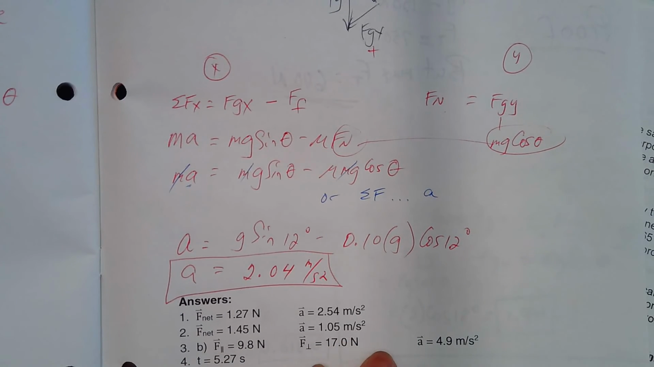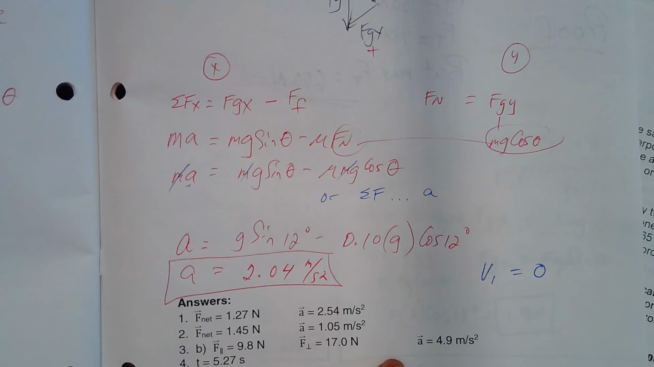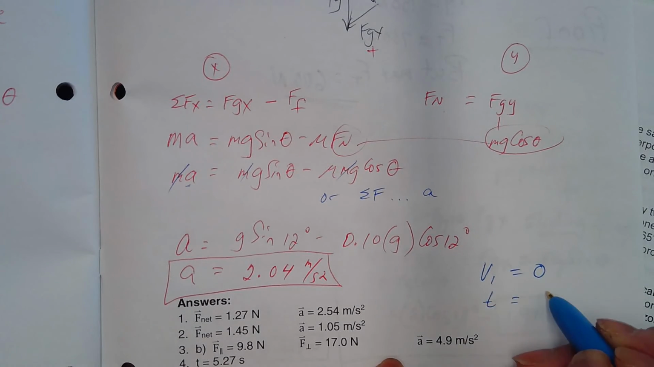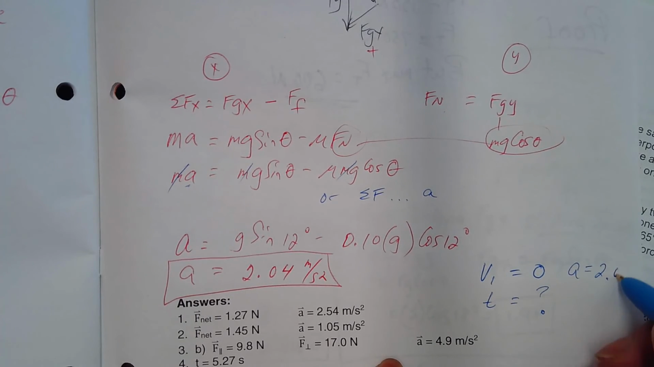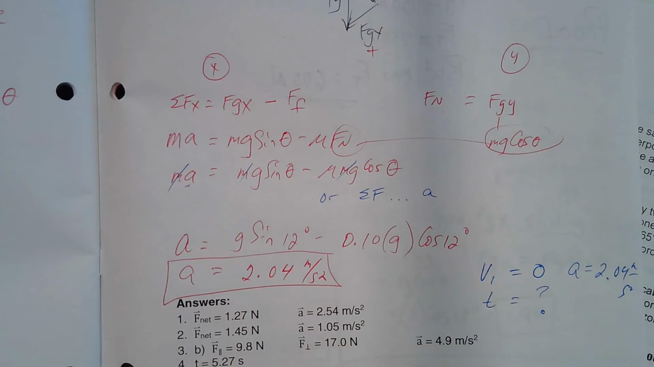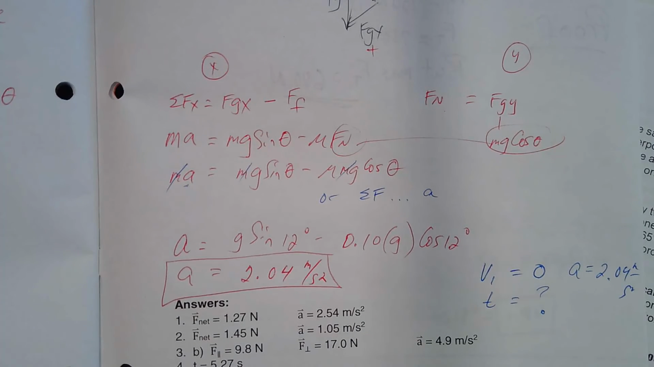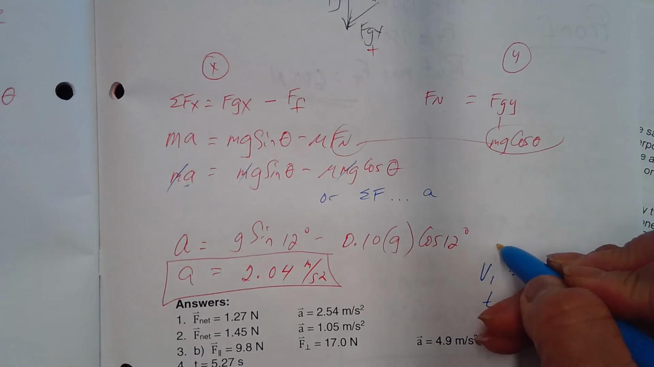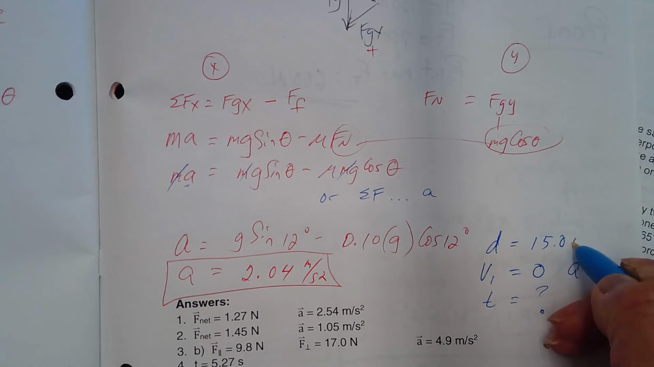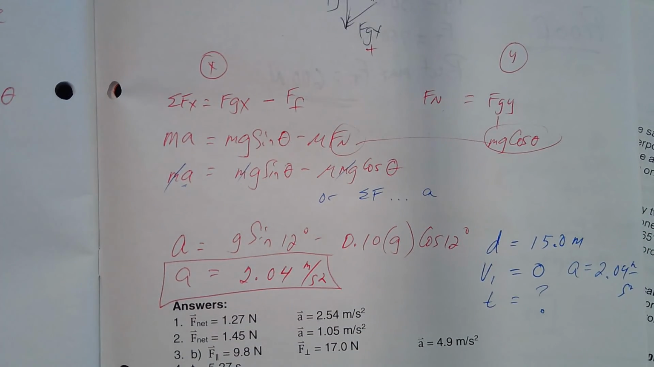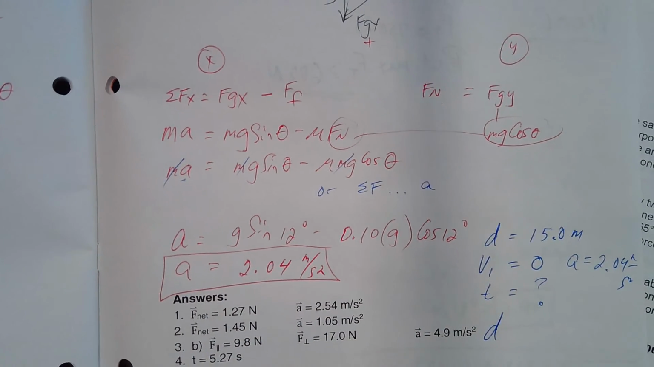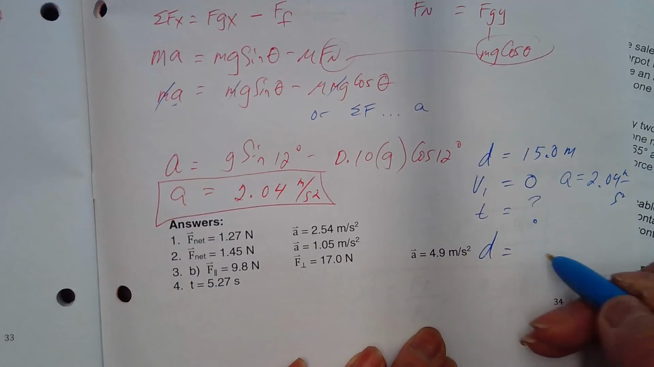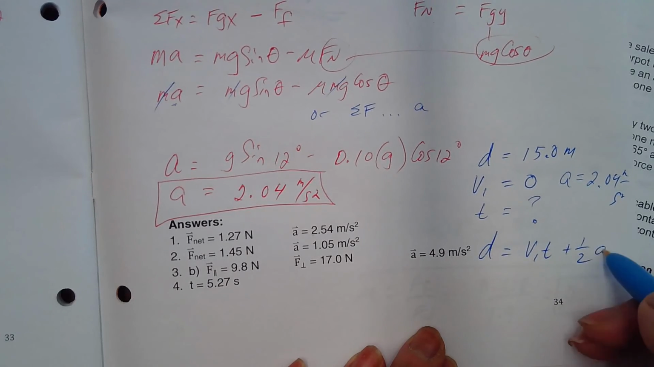So once you have the acceleration, what else do we know? We know that v1 is 0. I'm looking for time. Now I know the acceleration is 2.04 meters per second squared. How do I find the time? When the d is given. This is when and only until here that you take your kinematics equations and pick your proper equation here. And what comes to mind is d is equal to v1t plus 1/2 at squared.